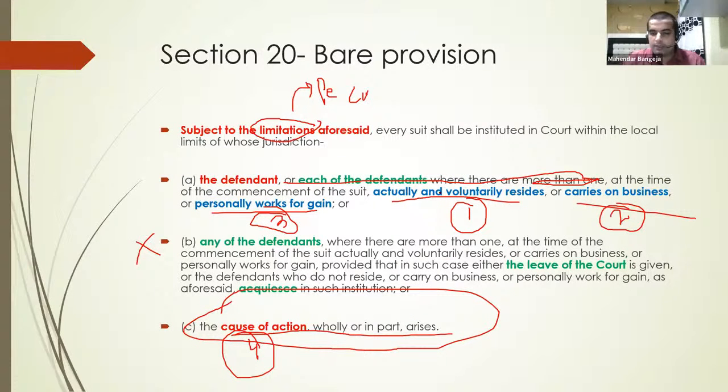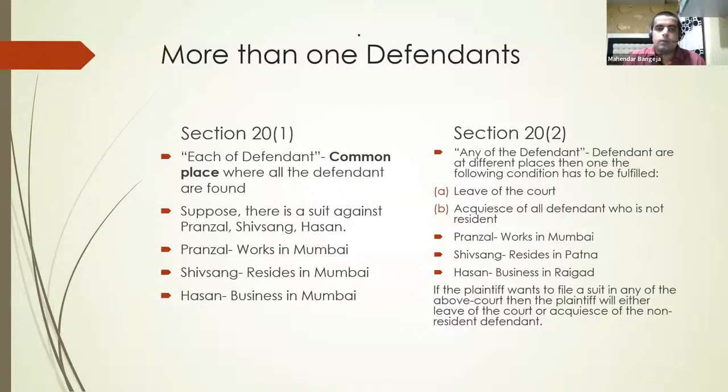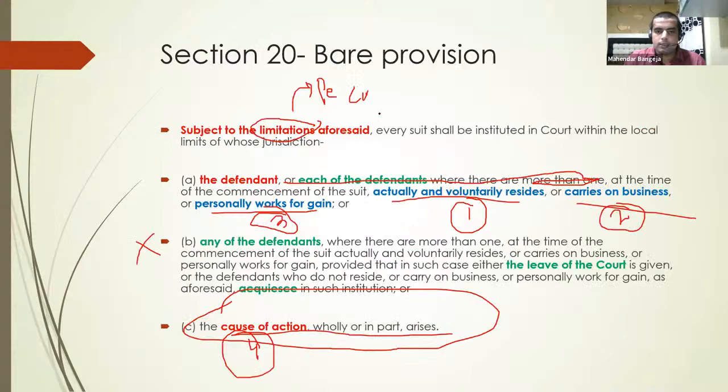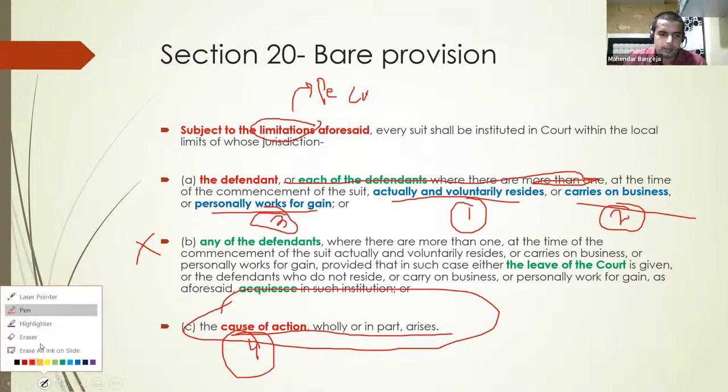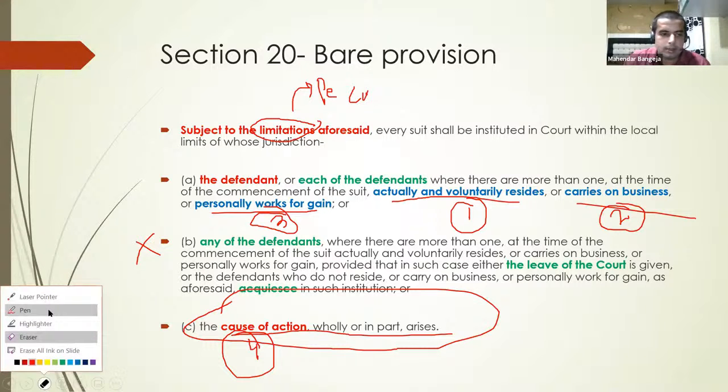So one, where defendant actually and voluntarily resides. Second, where carries on the business, third is personally works for gain, and fourth is cause of action. Now, what if there are more than one defendants? Now the question arises. Now see, जो पहले cut किया था वो अब पढ़ते हैं. Now let's read this part.